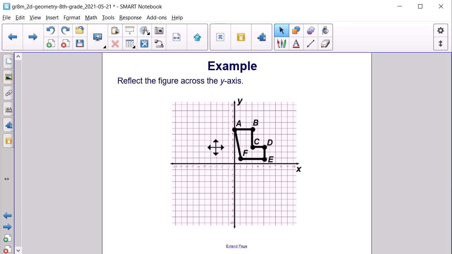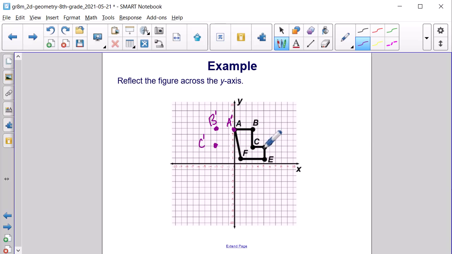Reflect the figure across the y-axis. Okay, so we have A here. It is actually on the y-axis, so A prime is going to be that same exact point. For B, to get to the y-axis, we have to go 1, 2, 3 units. We have to do the same thing on the other side, 1, 2, 3. So this will be B prime. And then for C, we have to go 1, 2, 3. So we have to do the same thing, 1, 2, 3.